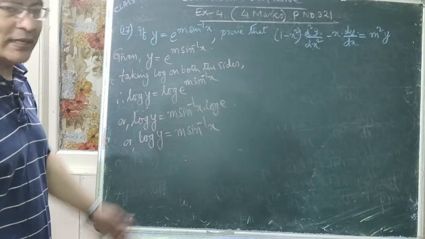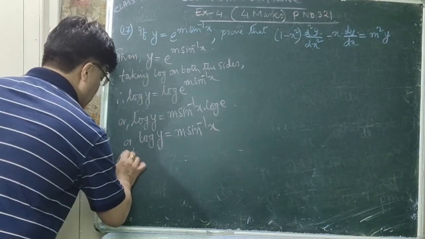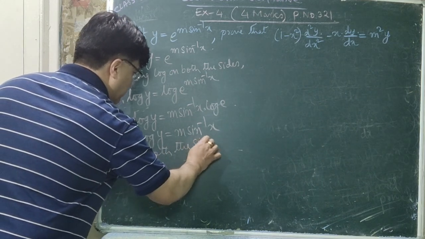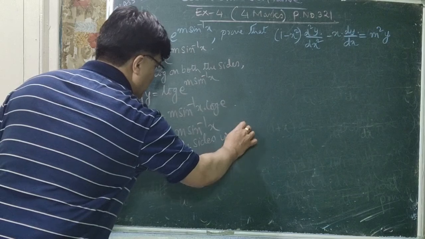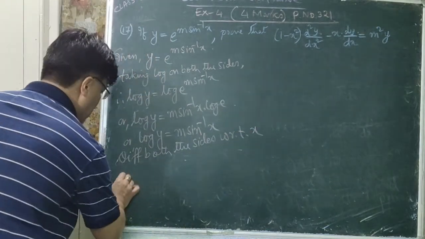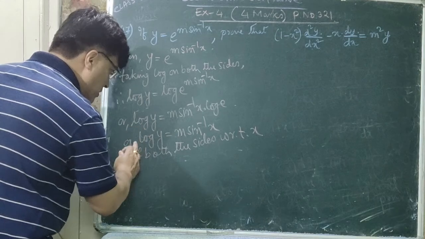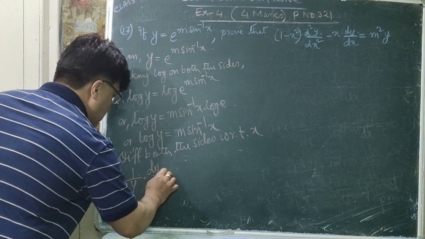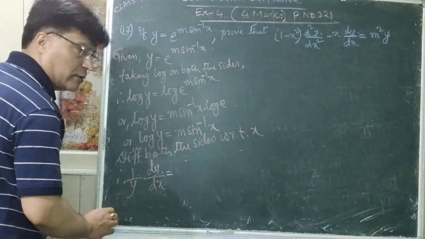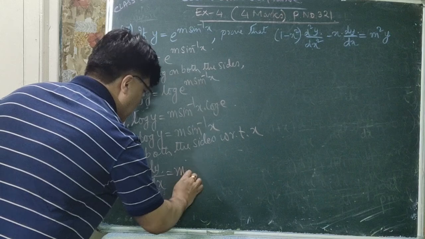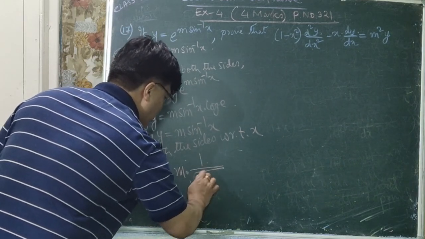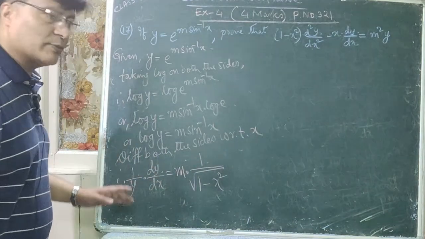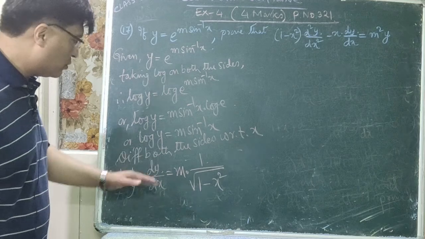Now you can differentiate both the sides with respect to x. So what is the differentiation of log y with respect to x? It is 1 by y into dy by dx, which is equal to, now differentiating the right hand side, m is constant into 1 upon root over 1 minus x square. Is that clear? Now you can do cross multiplication.